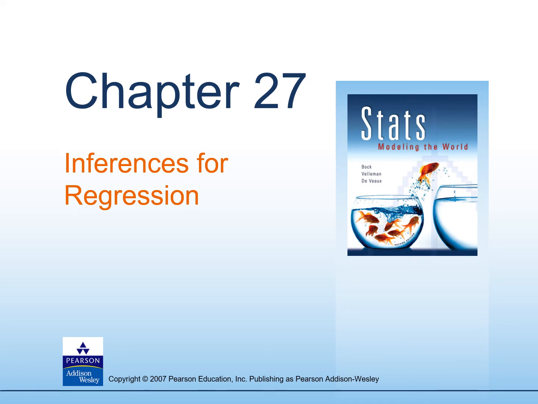Chapter 27, last chapter in the book. So we're still doing inference in this chapter, which means we're still dealing with confidence intervals, hypothesis tests, but this time we're doing them on regression equations. So this goes all the way back to Unit 2, where we were dealing with scatter plots, associations, R-square values, and all those.